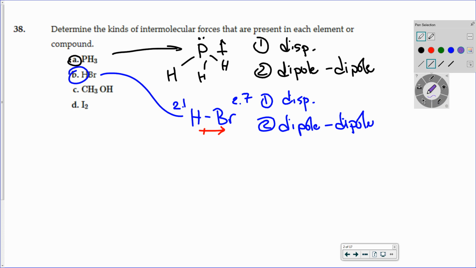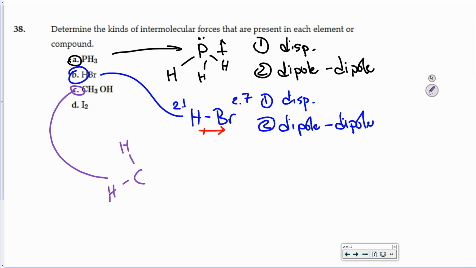Let's do the last one. Let's do this guy. So this is methanol. And the structure of methanol, if you just work out the formula, gives you an idea how things are connected. The 3 hydrogens are next to the carbon, so they're all connected to it. And then the O is connected to the carbon, and the hydrogen is connected to the O. This type of group is called an alcohol group. Everything has dispersion forces.